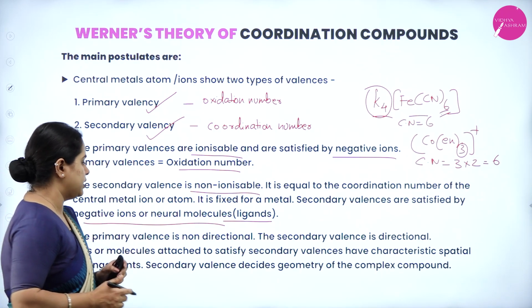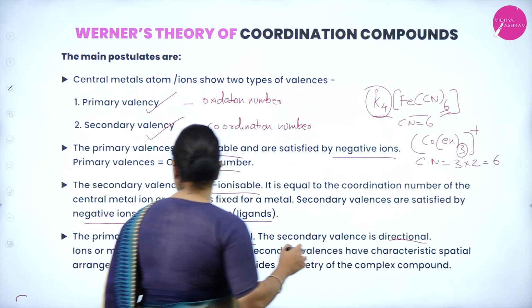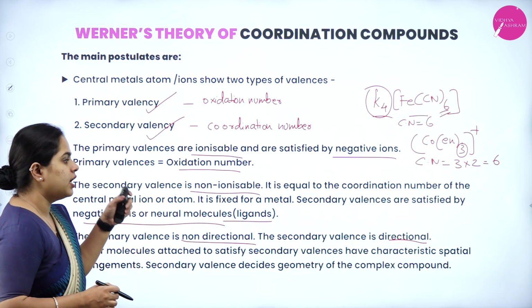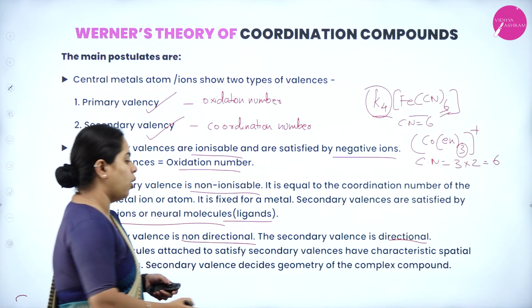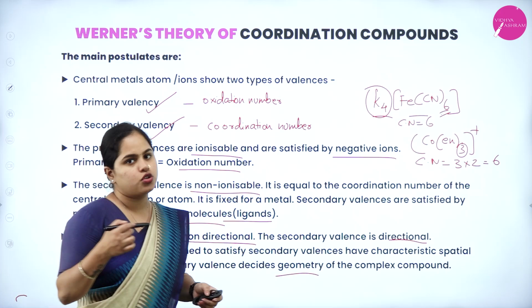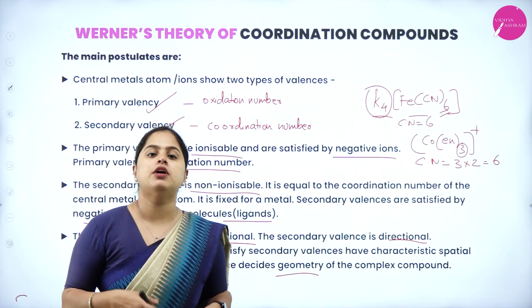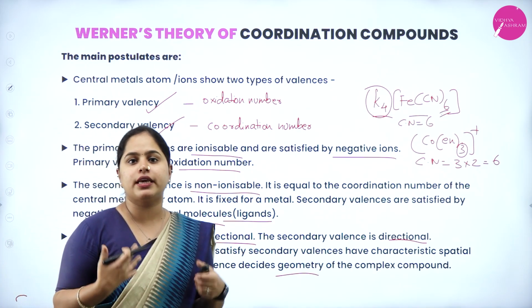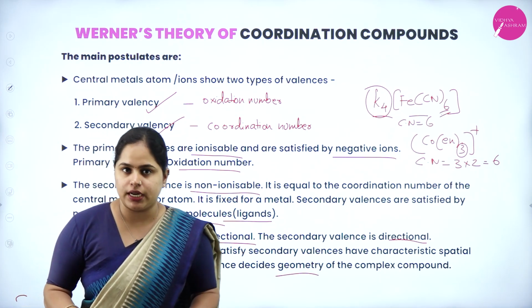Now the primary valency is non-directional. Secondary valency is directional. And ions or molecules attached to satisfy secondary valencies have characteristic spatial arrangements. Secondary valency decides the geometry of the complex compound. So secondary valency means coordination number. If we know the coordination number, of course we can predict the geometry of the molecule. If the coordination number is 4, it can be either tetrahedral or square planar. If it is 6, it is octahedral, right?